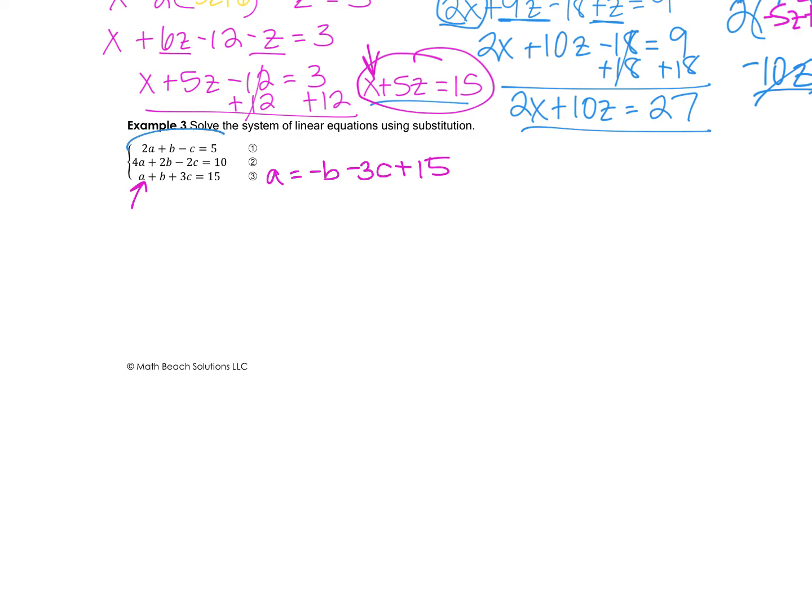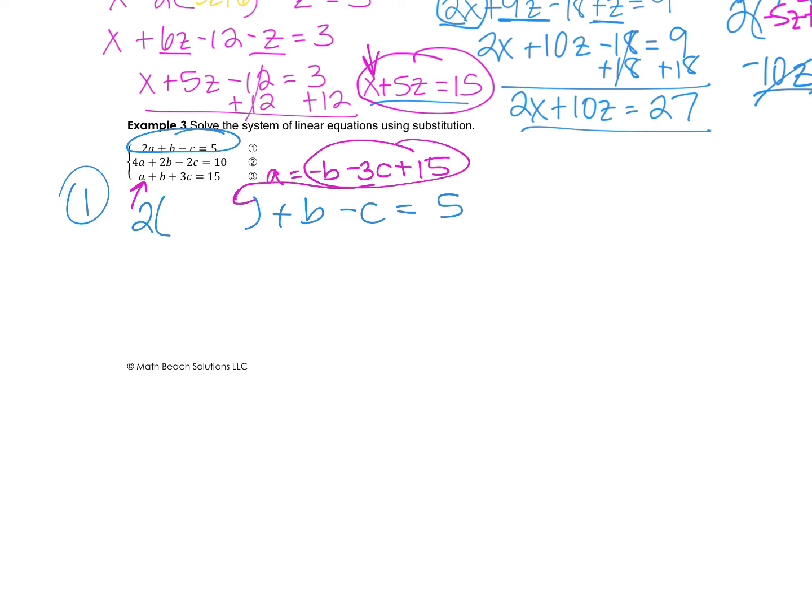I'm going to start with my first equation, and I'm going to substitute in place of your A what A equals, just rewriting that top equation. So I'm going to substitute whatever A equals into that first equation, negative B minus 3C plus 15. When we distribute, that's negative 2B minus 6C plus 30, and then bring everything else down.